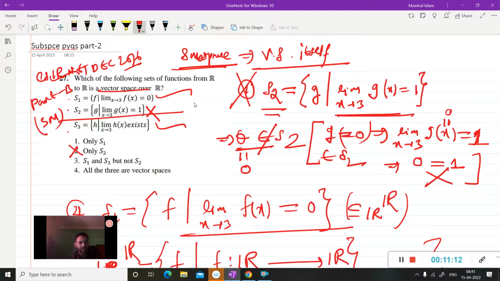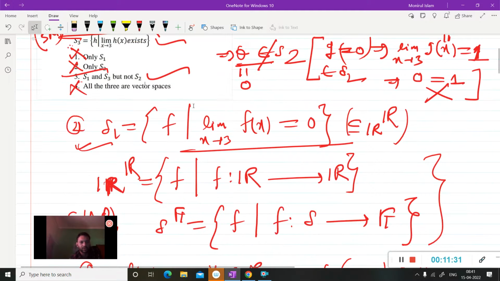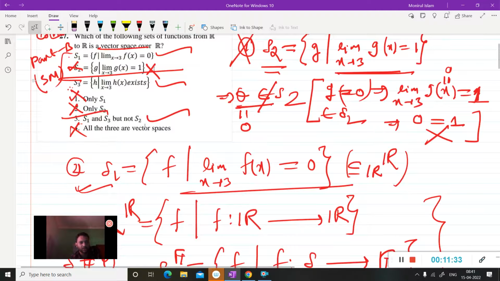So S1 and S3 are vector spaces, but S2 is not. So S1 is a vector space, it's correct, but saying S3 is not a vector space is not correct. Hence the option that says all three are vector spaces is not correct, because S2 is not a vector space. Okay, right? So the correct option is option 3: S1 and S3 are vector spaces, but S2 is not.